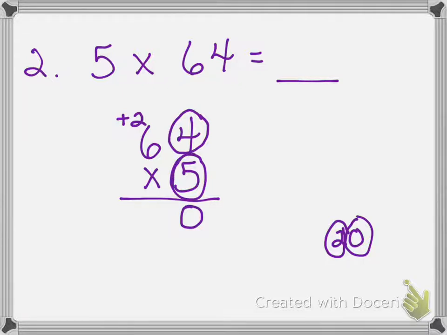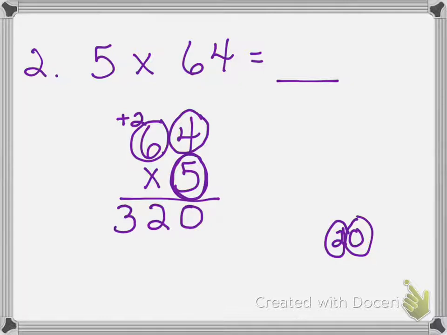All right, 5 times 6. So now we're going to multiply the ones by the tens. So 5 times 6, think about what that is. And then add 2. So 5 times 6 is 30 plus 2, 32. 64 times 5 is 320. And just think for a minute if that makes sense to you.